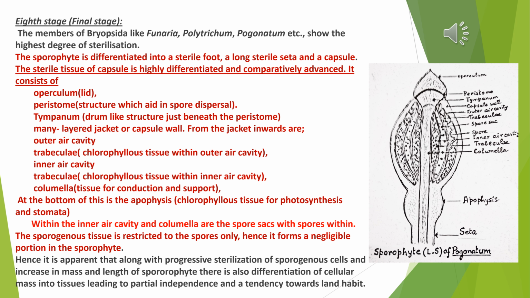8th or final stage. Summary. The members of Bryopsida, like Funaria, Polytrichum, Pogonatum, etc., show the highest degree of sterilization. The sporophyte is differentiated into a sterile foot, a long sterile seta, and a capsule. The sterile tissue of the capsule is highly differentiated and comparatively advanced.